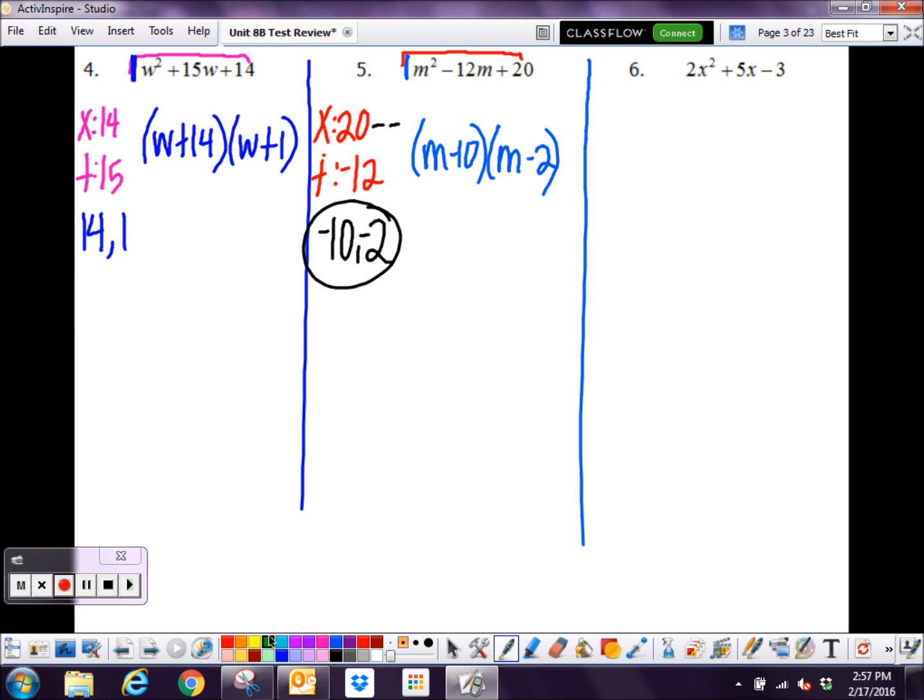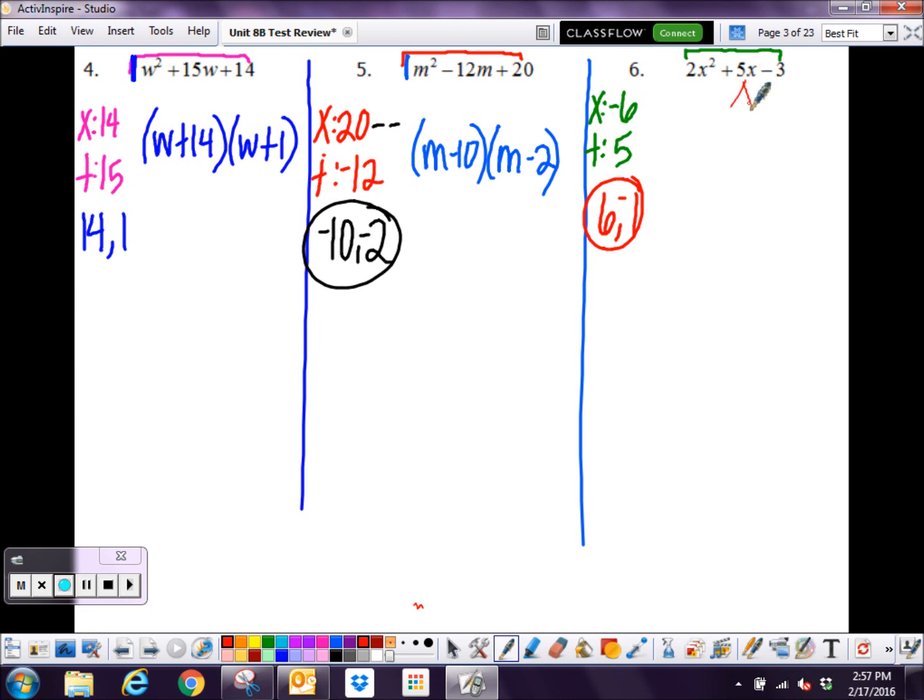Number 6. Okay, there is no GCF, and unfortunately we won't be able to do the shortcut here because there's a 2 in front. Okay, so I'm going to multiply my A times C. So I need 2 factors that multiply to be negative 6 and add to be 5. Okay, so our factors that we are going to use here are going to be a positive 6 and a negative 1. Okay, so I'm going to have to split up my middle term since I can't do the shortcut here.